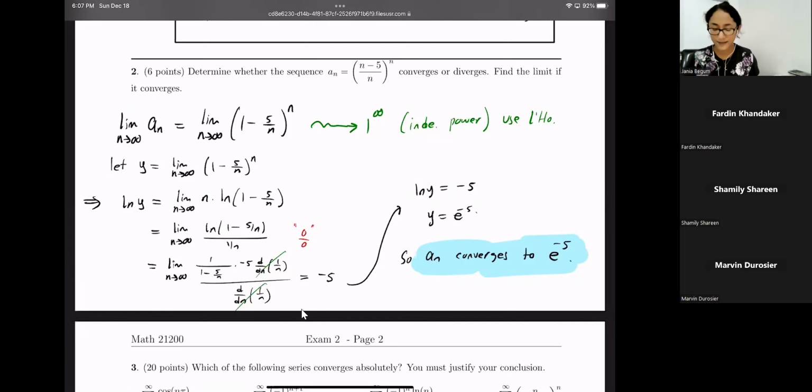So that's just e to the negative 5. I get it now. You got it? Okay. Thank you. But I also had another question. It's actually not a question.